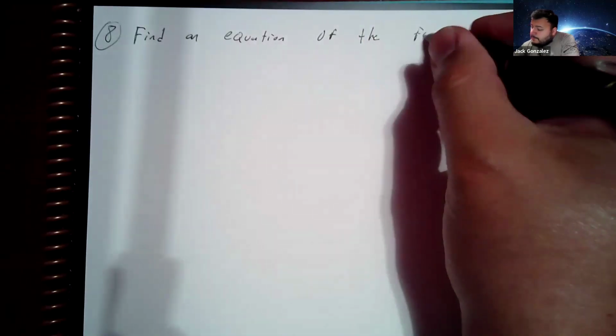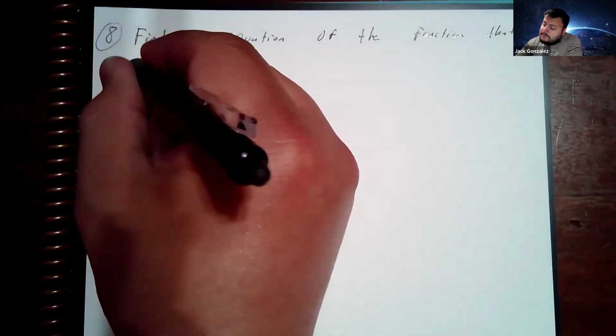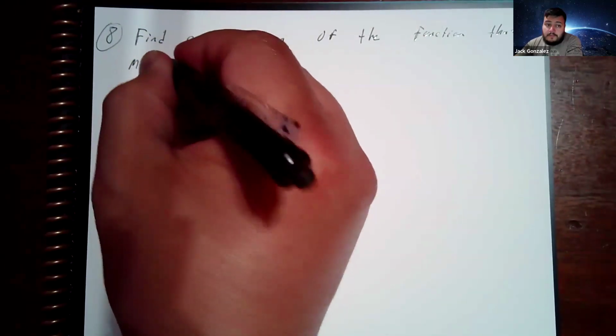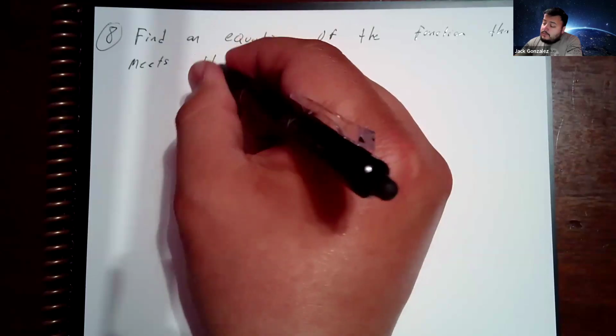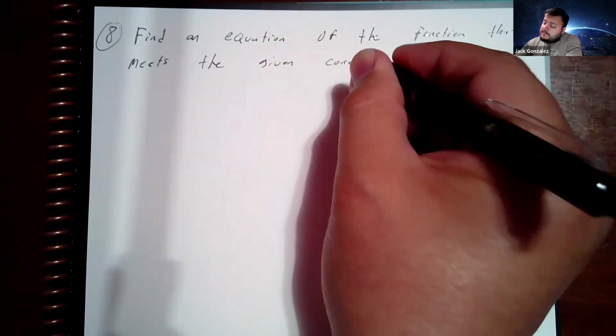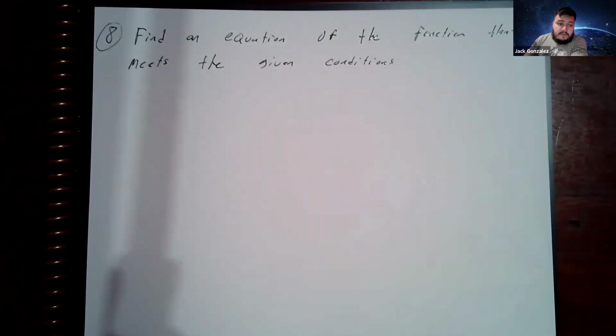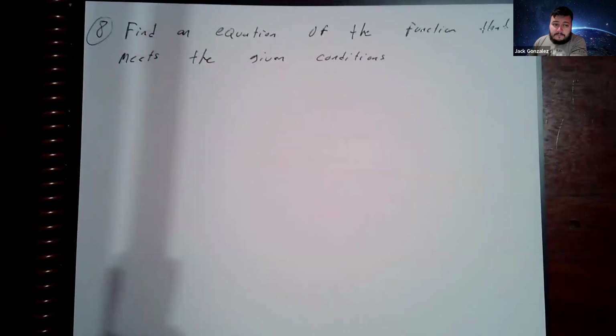Of the function that meets the given conditions. So basically, use everything that you learned about graphing and rational expressions to pick the right graph.